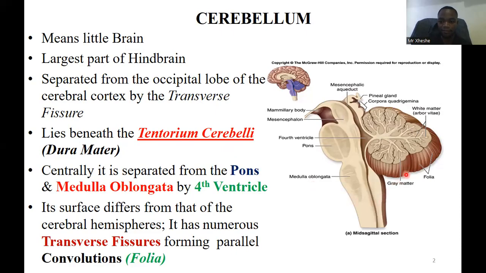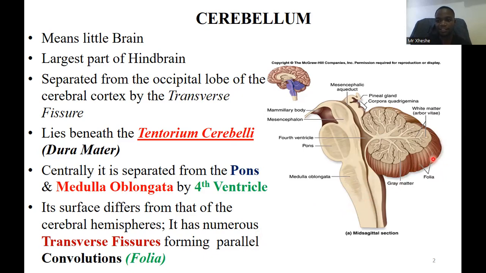On the cerebellum, the orientation of these fissures is transverse. So they're not following the vertical orientation. Instead, they're following the horizontal orientation. So they are running from left to right across the cerebellum. As a result, they form convolutions on the surface of the cerebellum, which are called folia. So those elevations we are seeing, we call them folia.